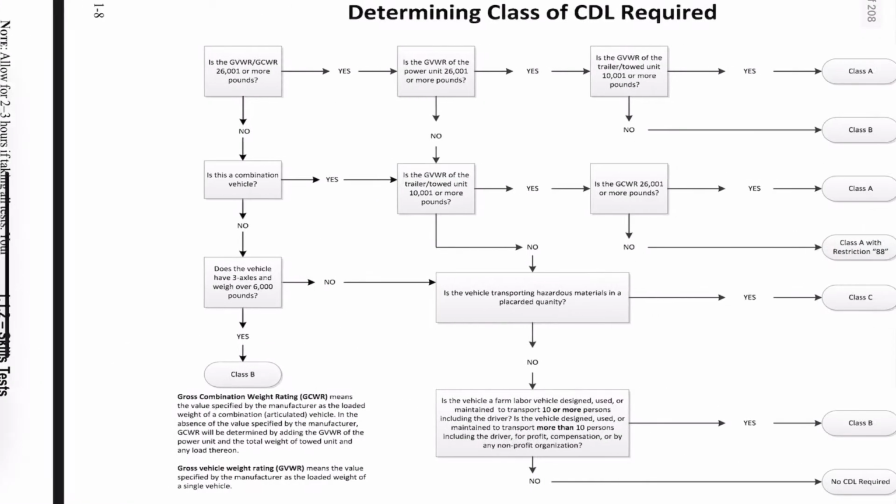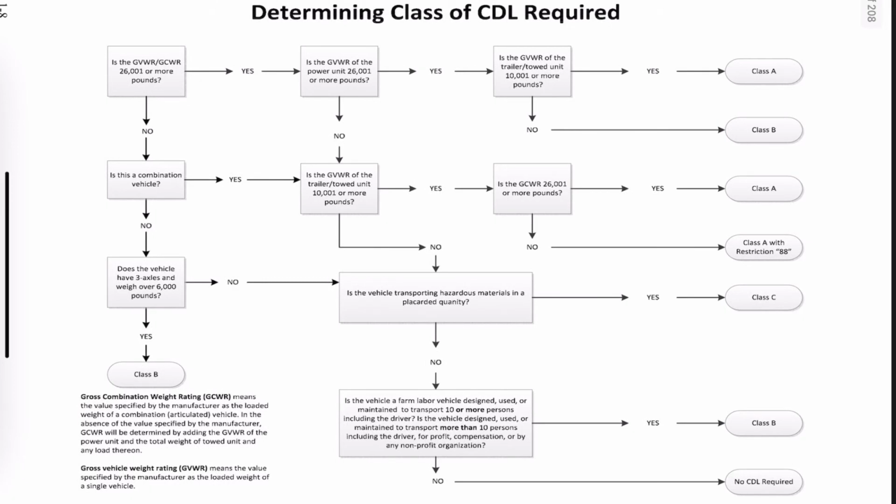Alright, so let's go to this diagram. In here, this determines a class of CDL requirements. So I'm going to circle this one, the first one, which is the GVWR / GCWR 26,001 or more pounds. So yes, most of the car hauling that you're going to be doing, you're going to be over that weight. So let's go to the right side. Yes.